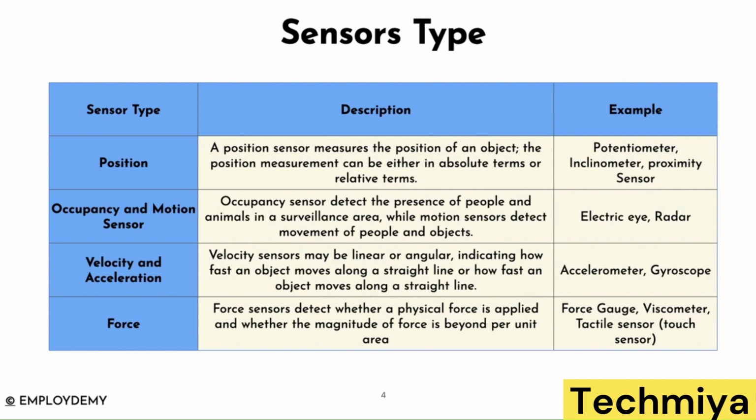Now what if you have to measure the velocity and acceleration? Velocity can be linear or angular, indicating how fast the object is moving along a straight path or following a fixed path. So there are the accelerometer and gyroscope which you can use.